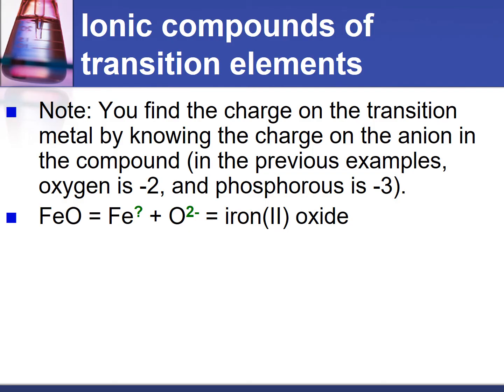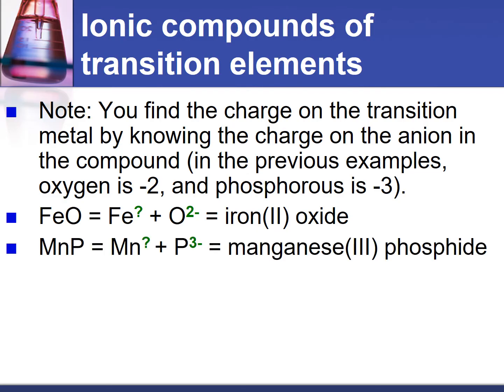For example, in FeO, O has a -2 charge. We know that by looking on the periodic table, noticing that oxygen is in column 16. They have 6 valence electrons and will usually, well, almost always, gain 2 more electrons, become a -2 anion. So in this case, if oxygen is -2, the Fe must be +2. So the name of this compound would be iron 2 oxide.